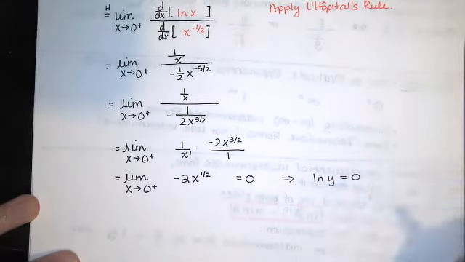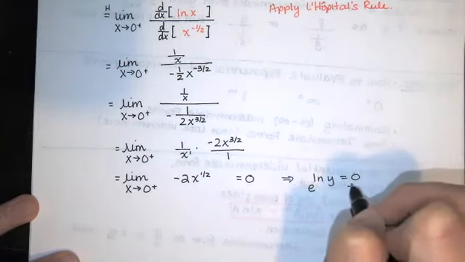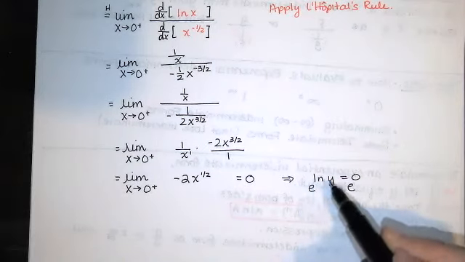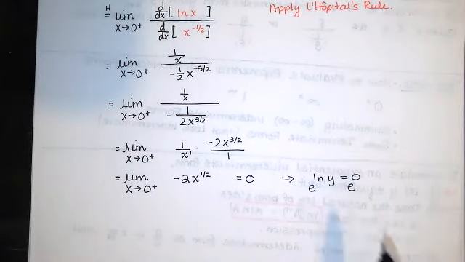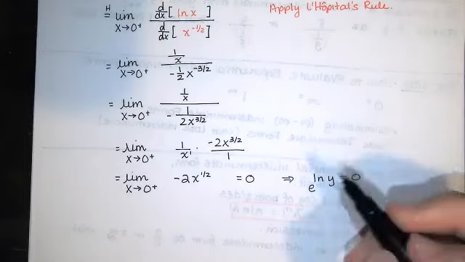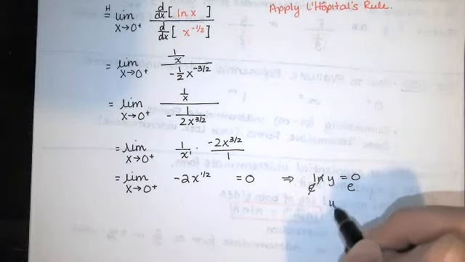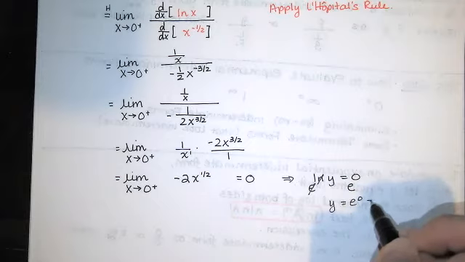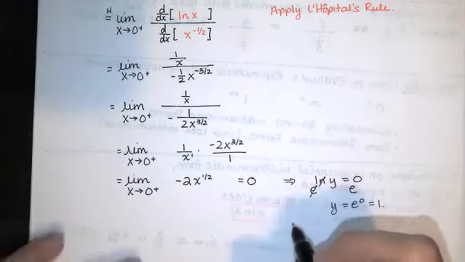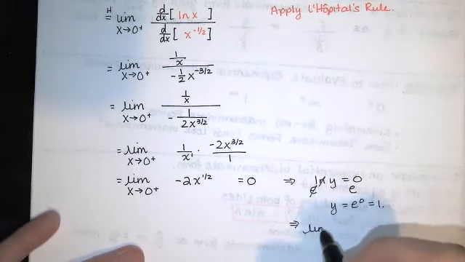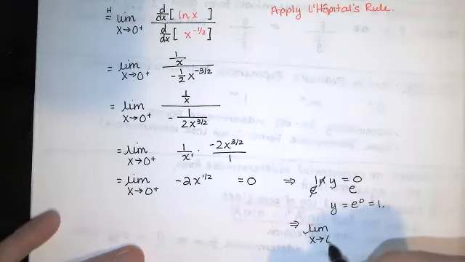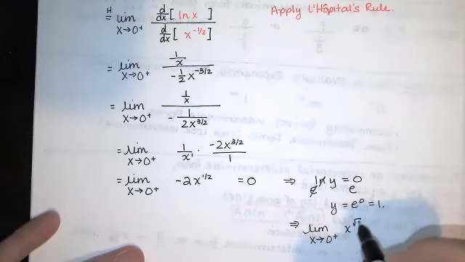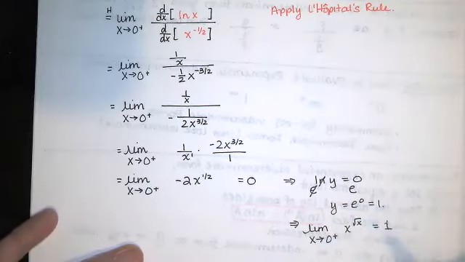To get rid of that natural log, we exponentiate, because the natural exponential function and that natural logarithmic function, they undo each other. They're inverse operations. So we get y equals e to the 0, and e to the 0 is 1. So what does that mean? The limit as x approaches 0 from the right of x raised to the square root of x is 1.